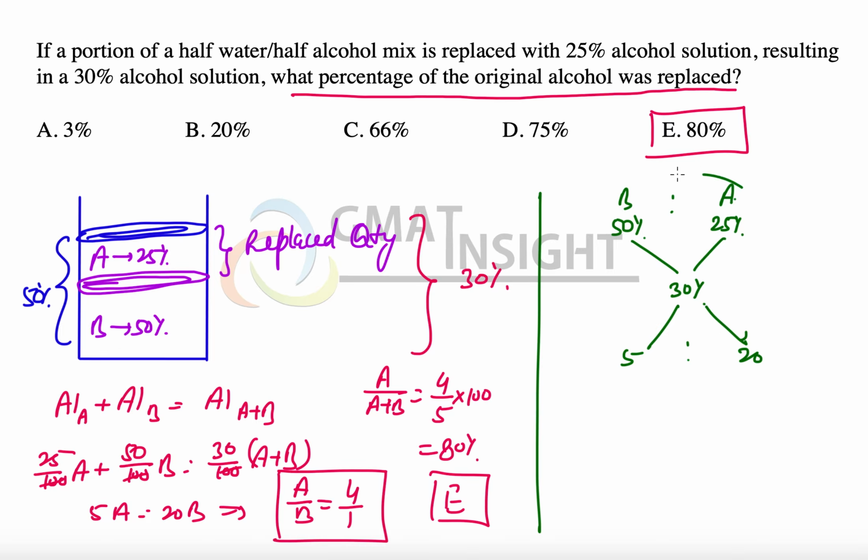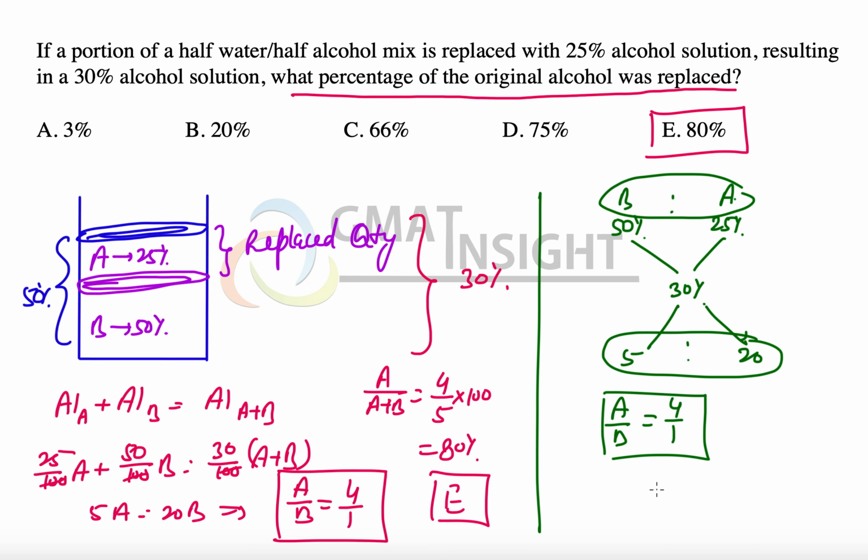So we understand that the ratio of B by A is 1 by 4, which means A upon B is equal to 4 over 1. So we have the same ratio and we have the same answer.